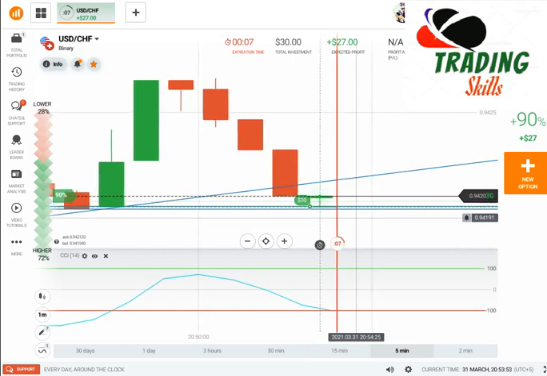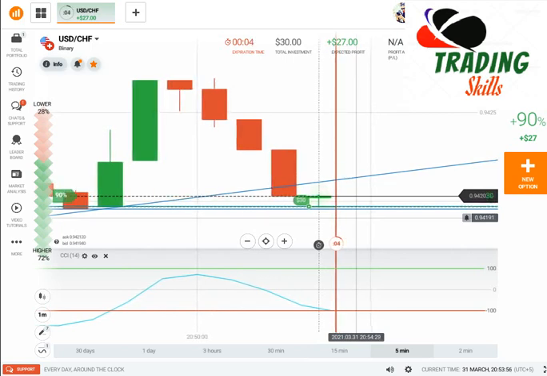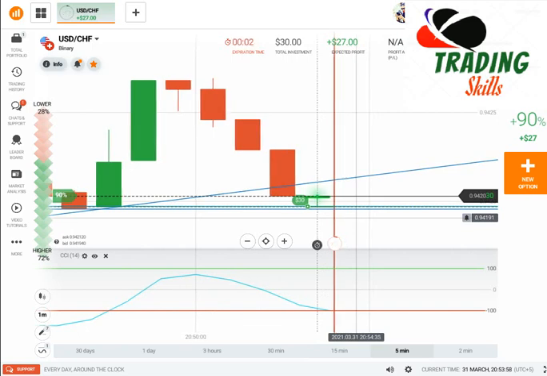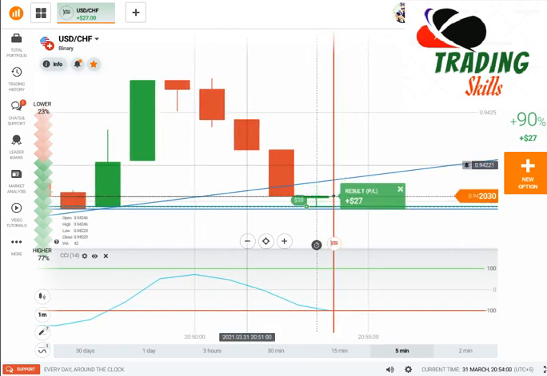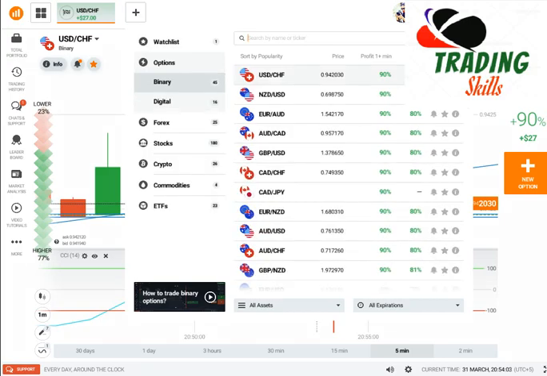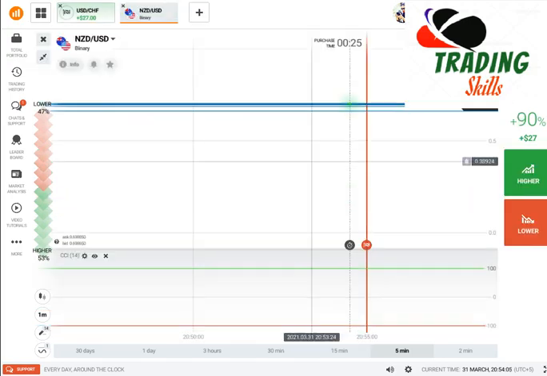Okay, buyers are entering the market because of the breakout and because of the level. So now you can see I won my first trade. This was my first trade. Let's analyze another market.